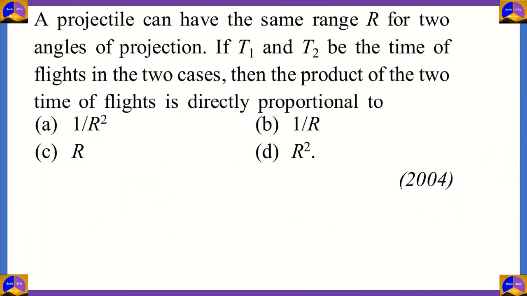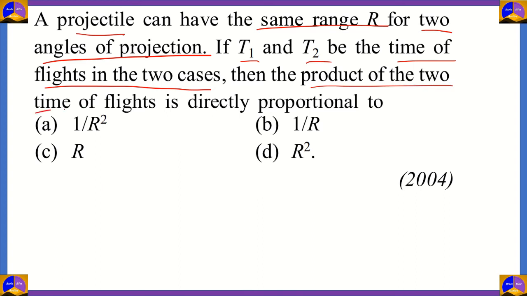Let's look at the final question of this episode. A projectile can have the same range r for two angles of projection. If t1 and t2 be the time of flights in the two cases, then the product of the two times of flights is proportional to. So basically you need to find out t1 times t2, and then find out which of these four options it is directly proportional to.